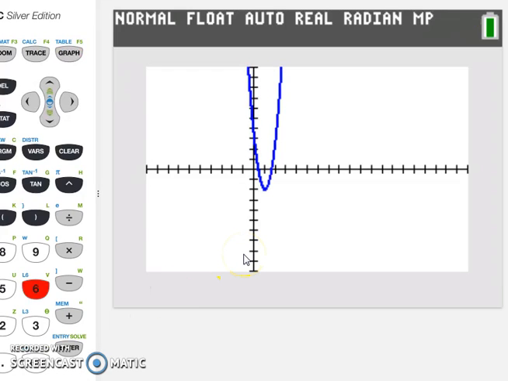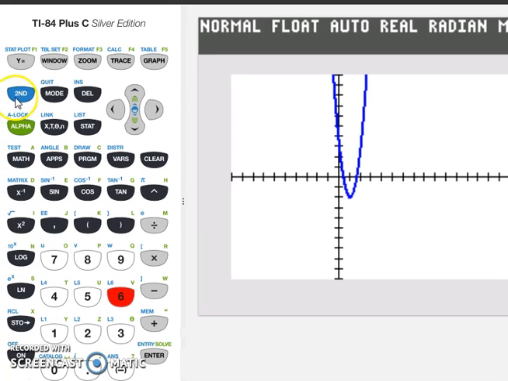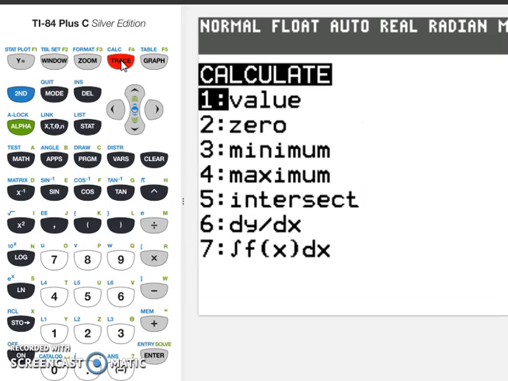So here I have my graph, and now I know that I have a minimum point. So this is my minimum. In order to find the minimum, I'm going to go to second and hit the button that says trace. What comes up is a calculate menu, and I know I need the minimum, so I'm going to hit number 3. You can scroll down for 3 and hit enter, or hit number 3.